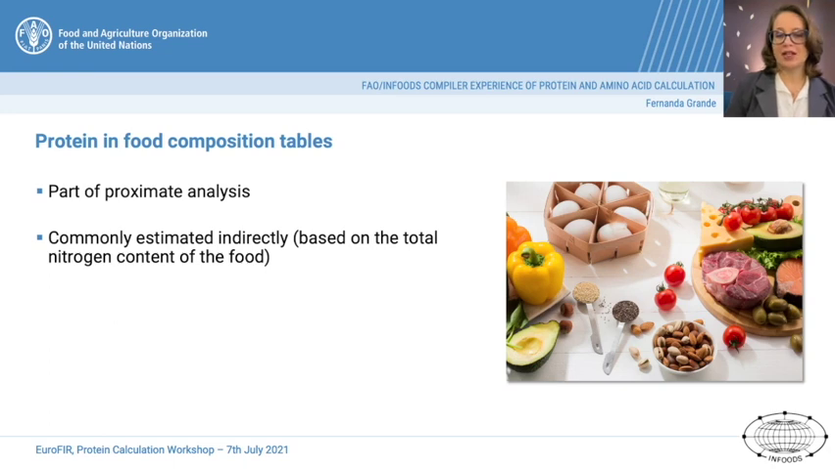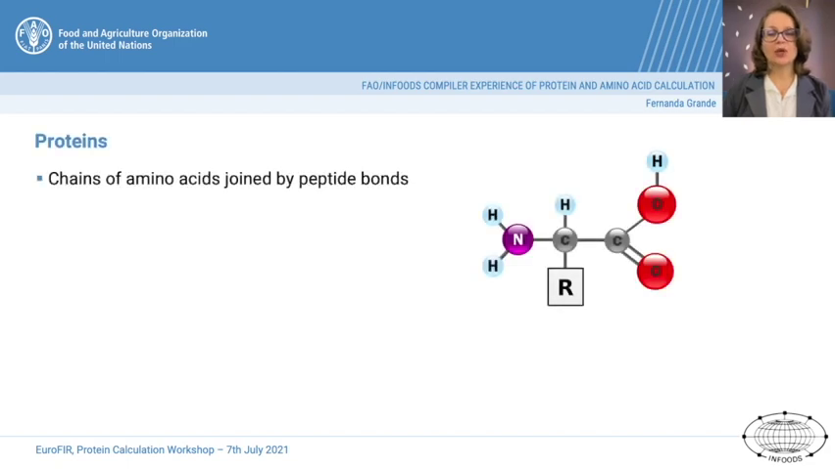So protein is a component included in all good food composition tables, since it's part of the approximate composition of foods, which is the most basic information in food composition tables. At first, we may imply that this is a simple component, since it's very common in food composition tables. However, there are some important issues that I will introduce here in my presentation. To start, let's just quickly recap what proteins are.